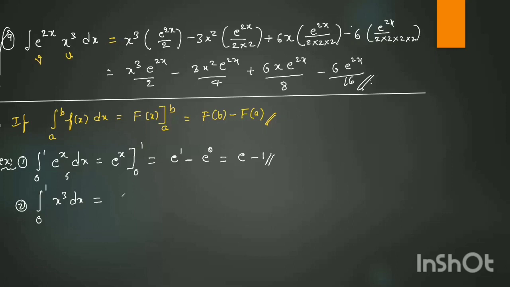Now integration, you do it first. Integration will be x to the power 4 by 4. Limits are 0 to 1. Correct? And remember, in place of x, we need to substitute 1. In place of x, we need to substitute 0. So it is 1 by 4 minus 0 by 4. In place of x, if you substitute 1, you get 1 by 4. In place of x, if you substitute 0, you will get 0 by 4. So what is the answer, guys? 1 by 4. Yes, it is 1 by 4. So I hope you understood this problem as well.